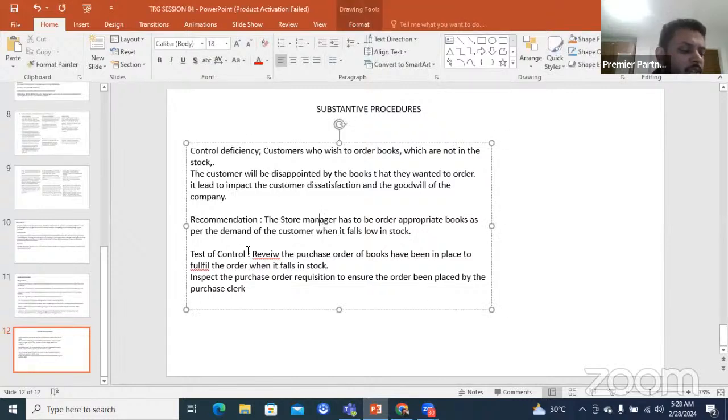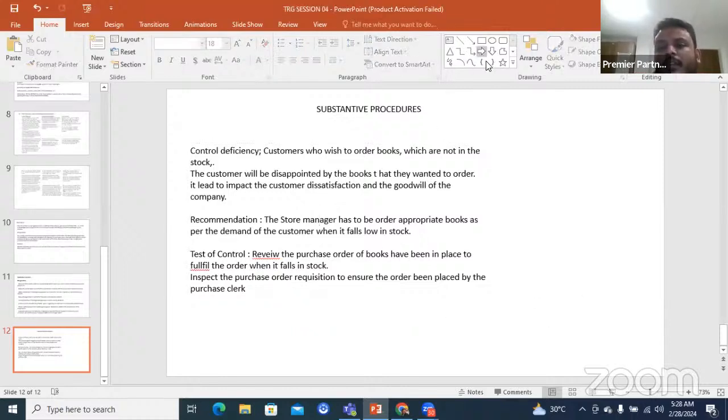So let's concentrate here. Deficiency, he explained: customers who wish to order books which are not in the stock will be disappointed by the books that they wanted to order. It leads to the impact of customer dissatisfaction and loss of goodwill of the company. Here, in the deficiency, your impact is strong. That is fine. But something is missing here.